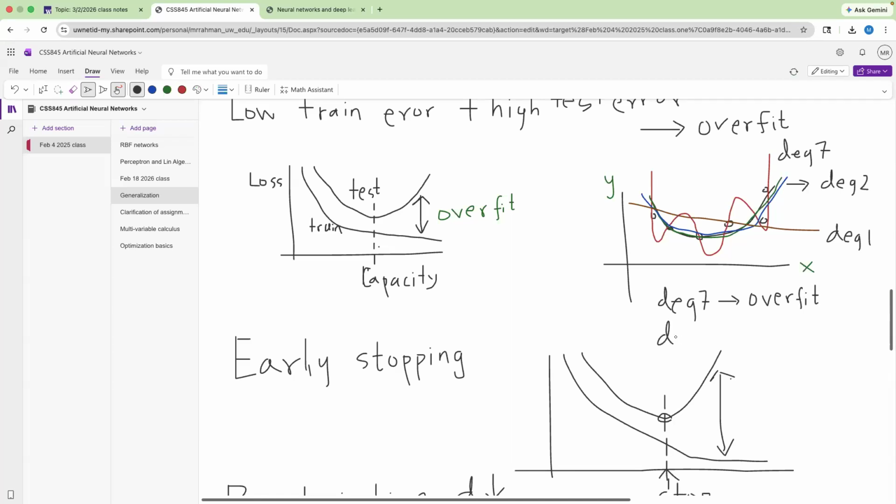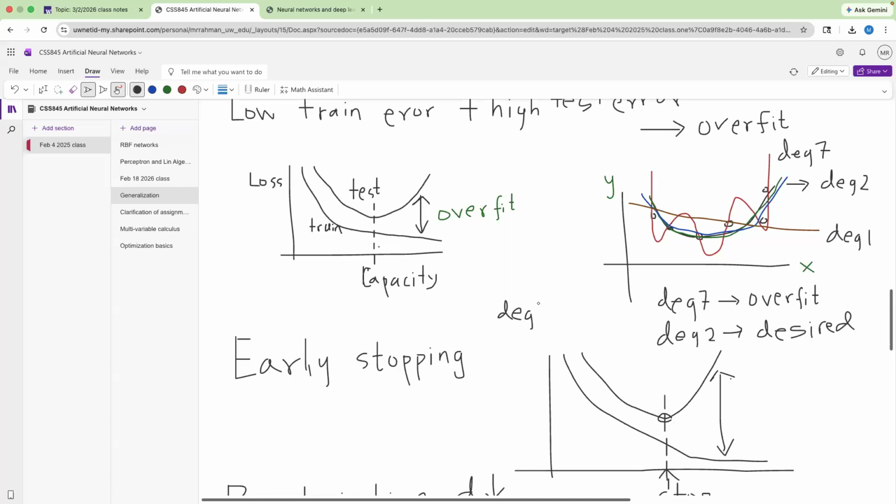And the degree two is actually the desired model because it is not overfitting. It's actually the right complexity. And what about the degree one model? What is happening with the degree one?